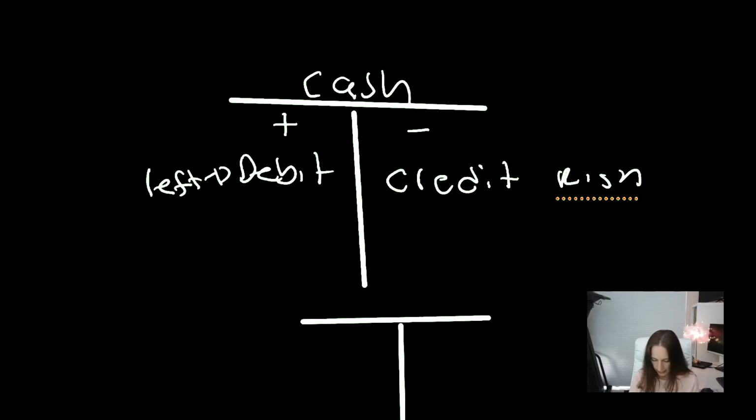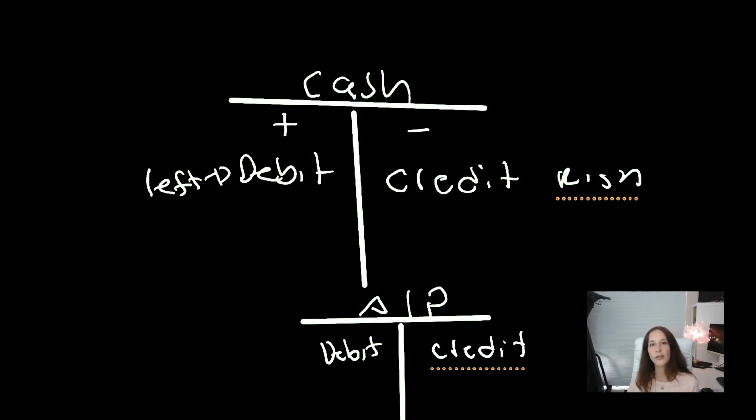So let's take, for example, accounts payable. This is an account under a liability, which is on the right-hand side of the accounting equation. The rules of debits and credits still hold. The debits go on the left and the credits go on the right. However, the difference is, for liabilities and owner's equity accounts, these accounts are decreased by debits and increased by credits.